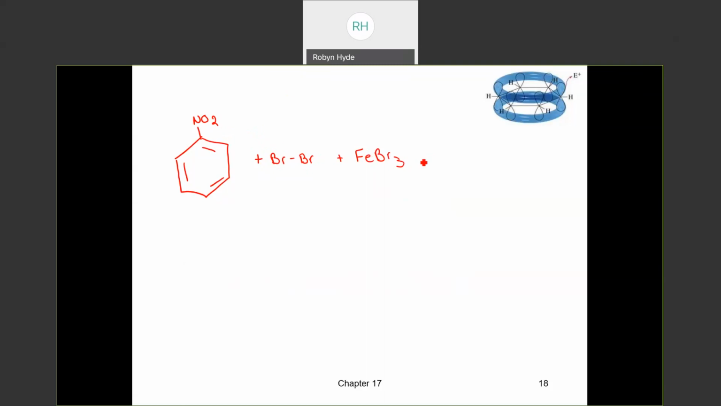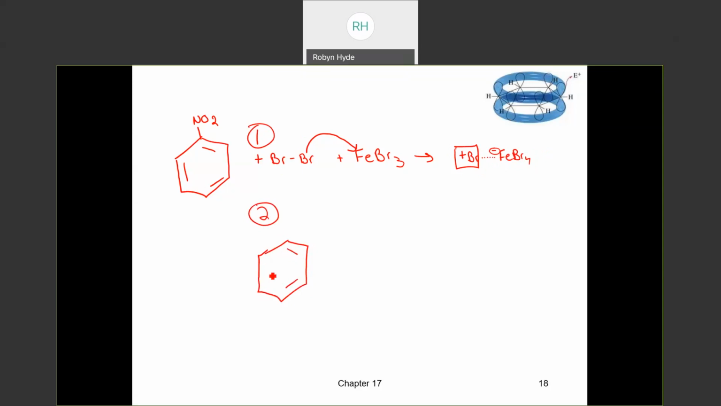Okay, so what's going to happen first? I am going to have the bromine add to my FeBr3. And that gives me this really unique complex where I have bromine strongly interacting with an FeBr4 minus piece. Okay, and then here is my very good electrophile. So I made my electrophile in step 1. Now in step 2, I'm going to do my chemistry with the benzene ring.